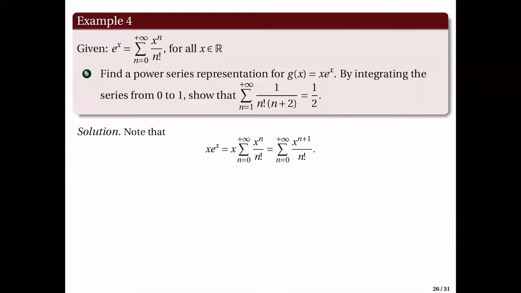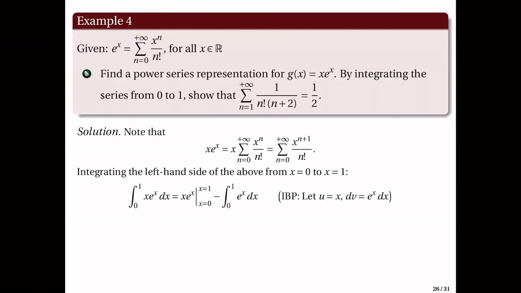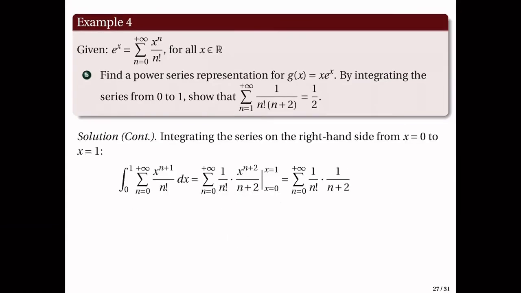Okay? So integrating the left-hand side of the above from x equals 0 to x equals 1 by using IBP, we can show that this is equal to 1. Okay? Now integrating the right-hand side from x equals 0 to x equals 1, we get this resulting series that needs to be evaluated from x equals 0 to x equals 1.